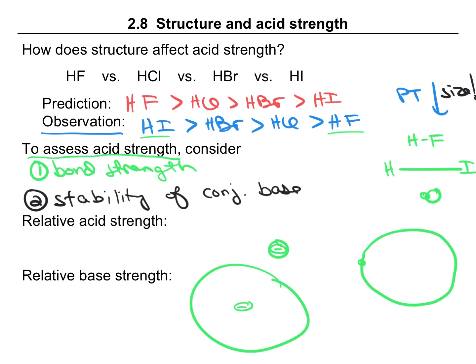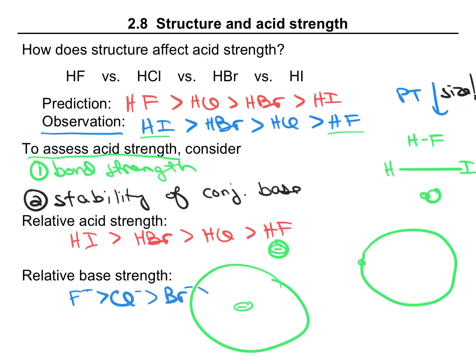So both in terms of bond strength and in terms of the stability of the conjugate base, our relative acid strength, HI is the strongest, followed by HBr, followed by HCl, followed by HF. And then thinking about it in terms of relative base strength, F minus is going to be the strongest base, followed by chloride, followed by bromide, followed by iodide. So what we've seen is when we are comparing structure and how that affects acid strength, when we're making our comparisons along the periodic table, if we're comparing across the periodic table, we focus on electronegativity. If we're comparing down the periodic table, we focus on size.